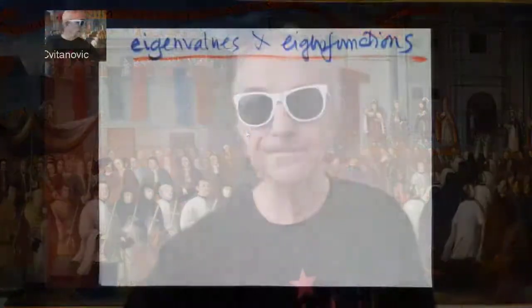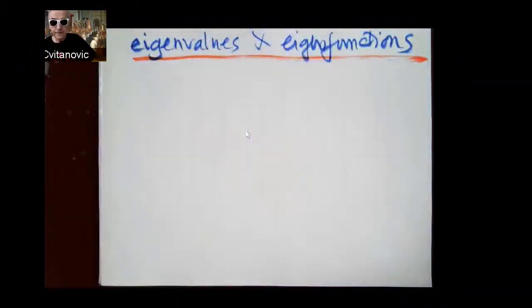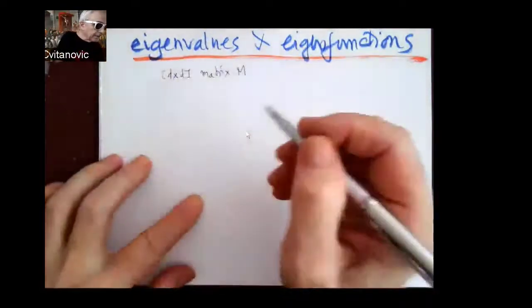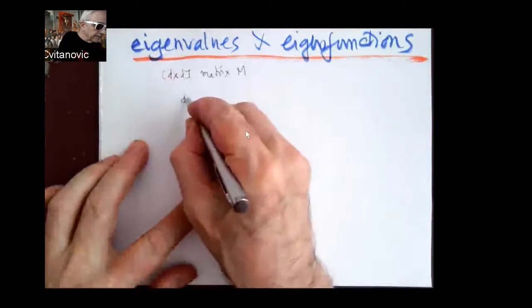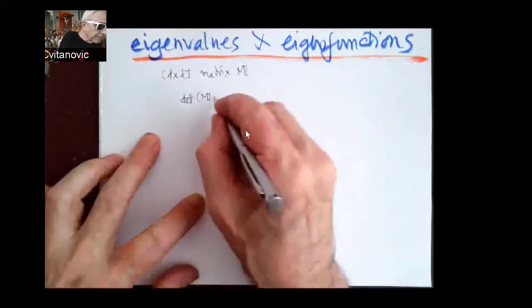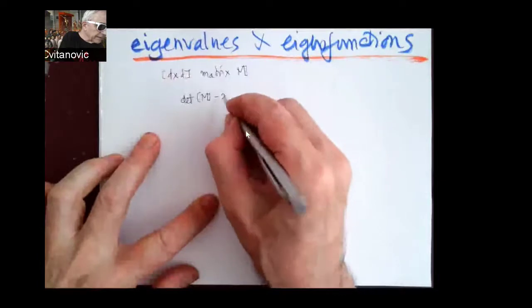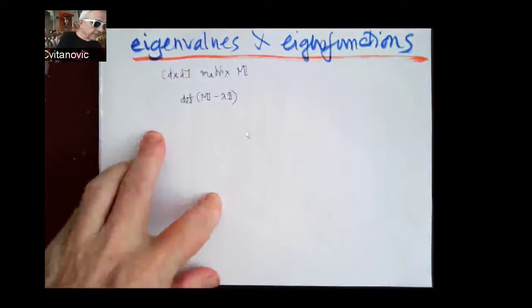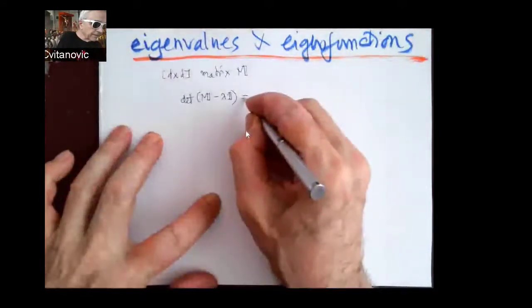The magic that does this is called eigenvectors and eigenfunctions, German word for self or proper. Eigenvalues and eigenfunctions. Take a D by D matrix. Look at the determinant of that matrix minus variable lambda times identity and solve the characteristic equation.